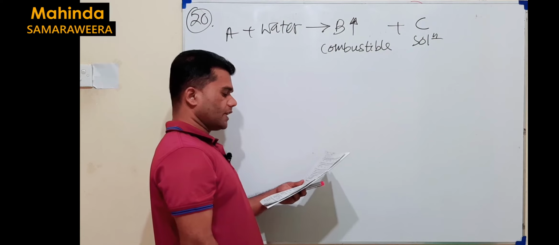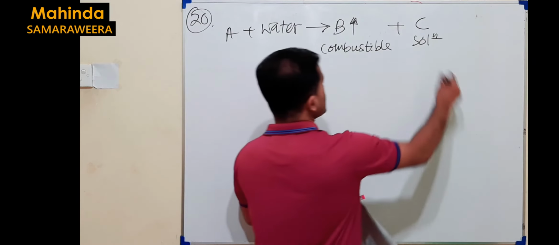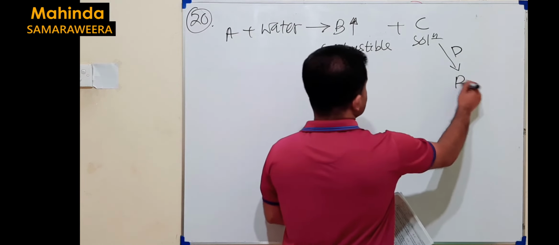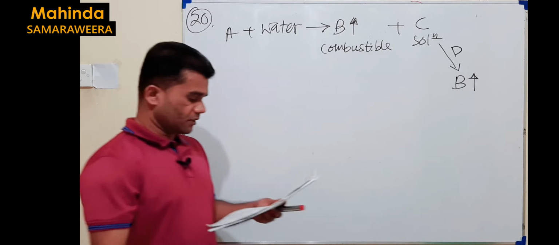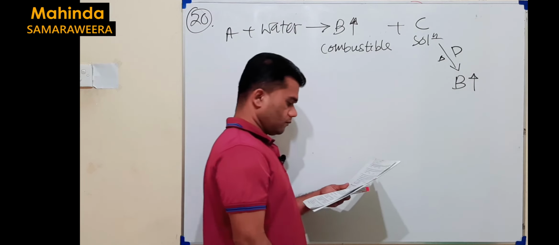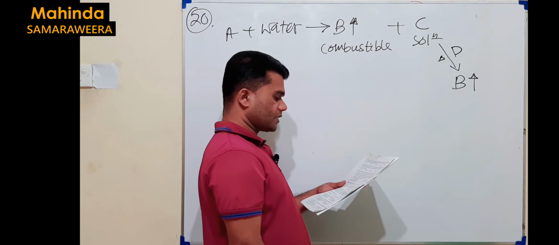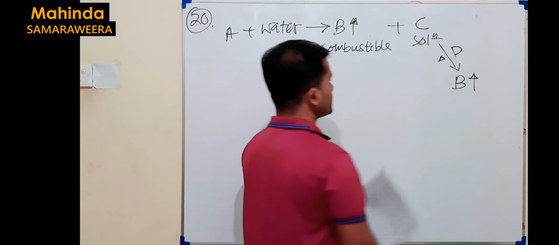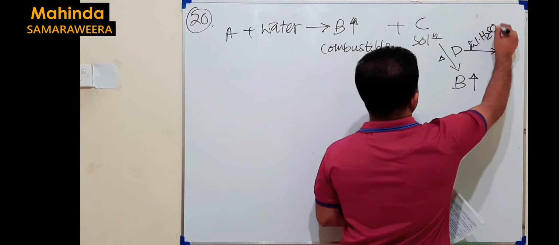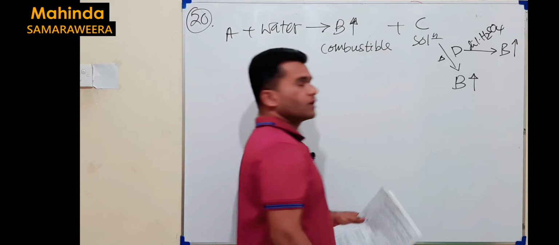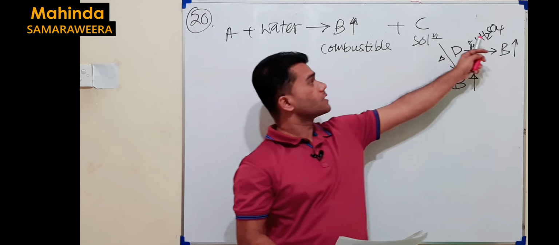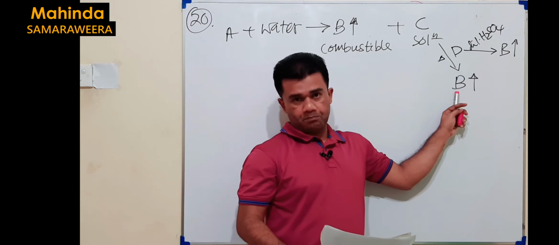When another substance D reacts with this solution C, it also produces the same gas B, that combustible gas B, on warming. But D can also produce B on reaction with dilute sulfuric acid H2SO4 at room temperature. That means D reacts with both the solution C and sulfuric acid to produce the same gas B.